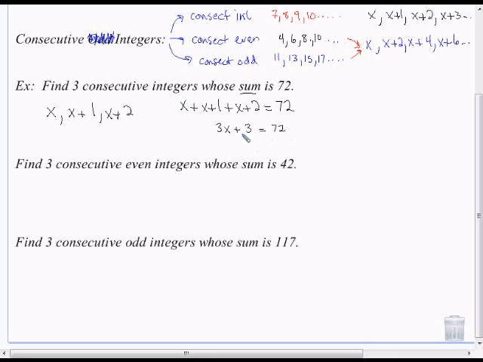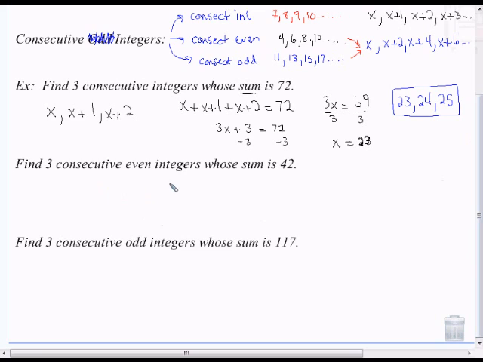Equals 72. Subtract 3 from both sides. I get 3x equals 69. Divide by 3. X equals 23. So that's my first one. My second one is 24, and my next one is 25. So these are my 3 integers, 23, 24, and 25. X is just the first one.